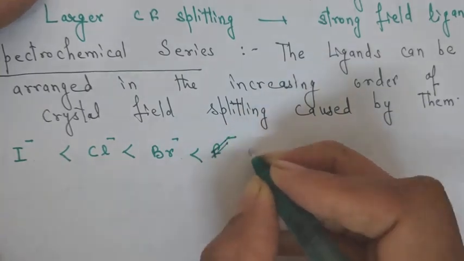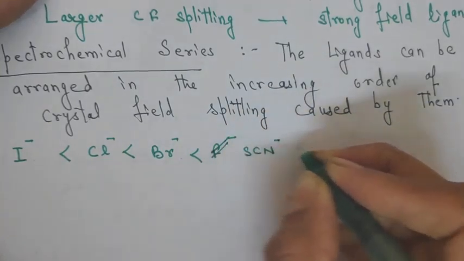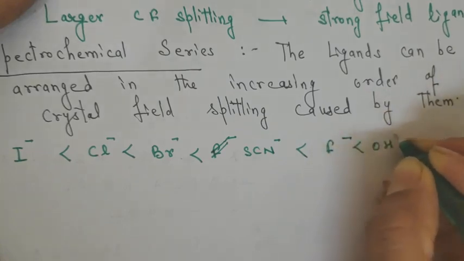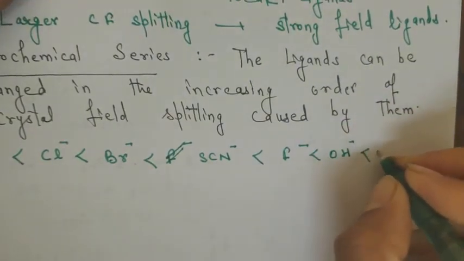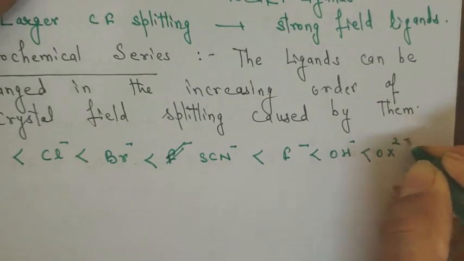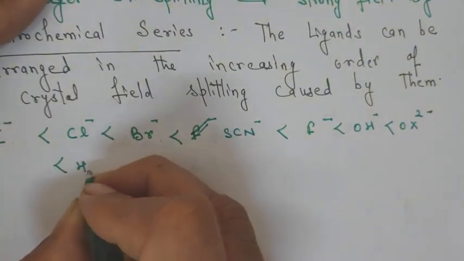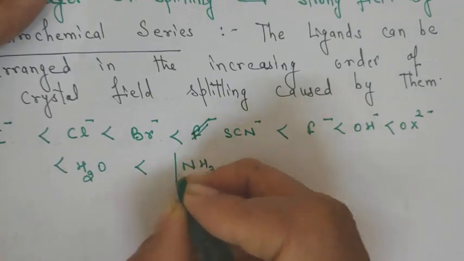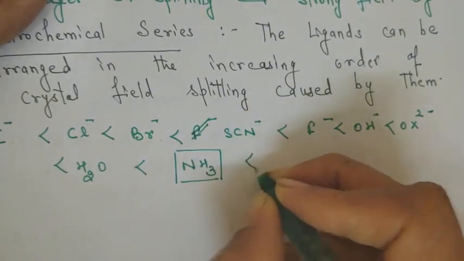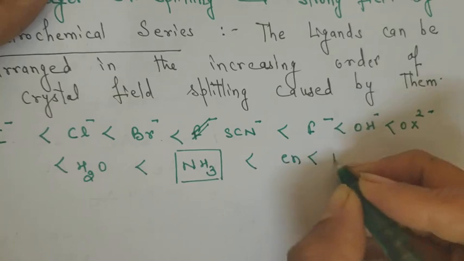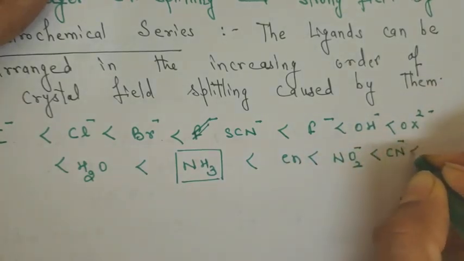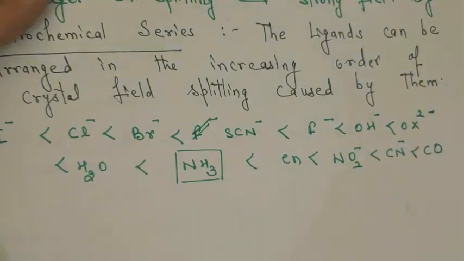F negative, first comes thiocyanate, then comes F negative, then oxygen donors OH negative, then oxalate 2 negative, less than water, less than ammonia, less than en (ethylene diamine), then NO2 negative, then CN negative, then comes CO.